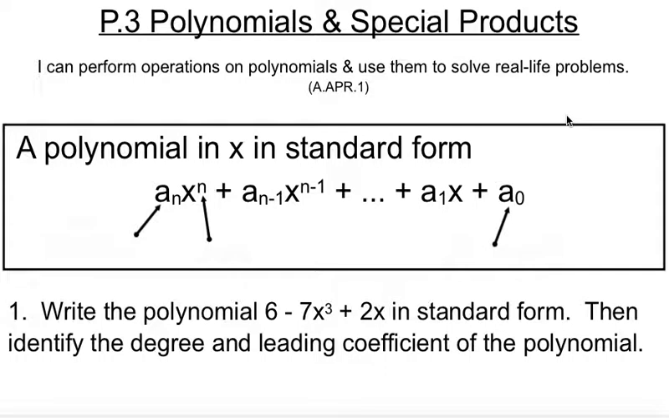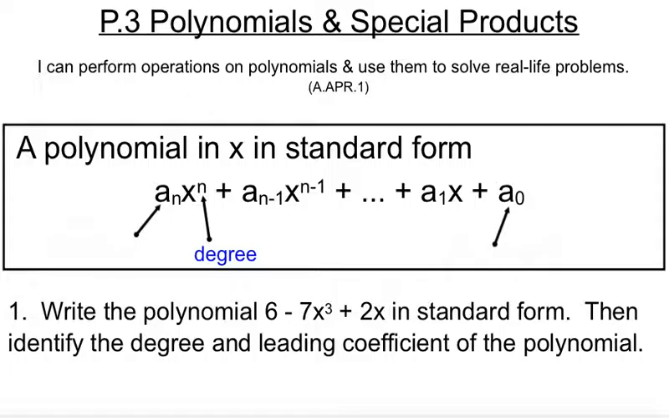For our next lesson, we're going to be talking about polynomials and special products. So just to review some terms, a polynomial in x, when we put it in standard form, we always put the highest exponent first, okay? And we go descending. So if x to the cube is your biggest exponent, that goes first, and then x squared, and then x, and then the one without the x. So the degree of the polynomial is the highest exponent.